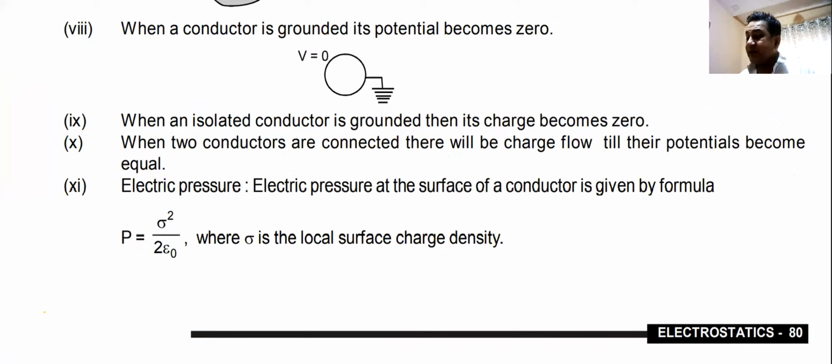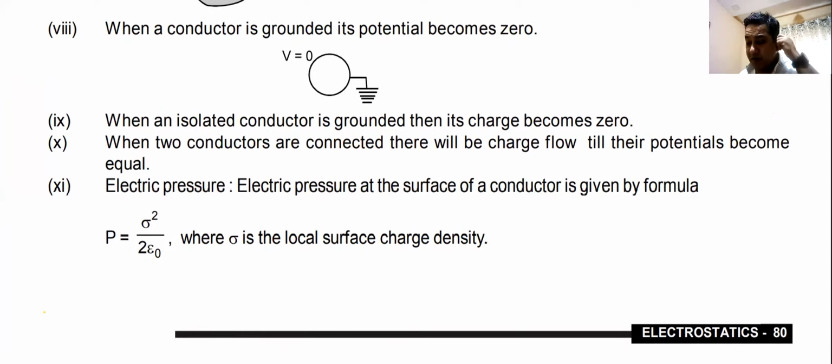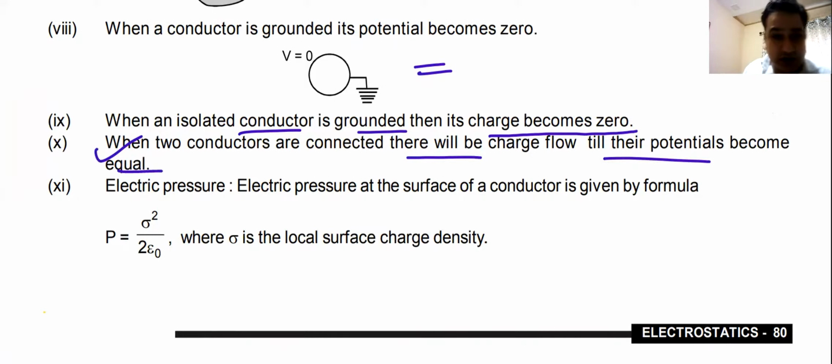When a conductor is grounded, the potential becomes zero because potential of ground is taken as zero. If an isolated conductor is grounded, then its charge will become zero, because the only way potential can become zero is by charge becoming zero. When two conductors are connected, charges will flow until their potentials become equal. Potential of ground is taken as zero, therefore the potential of the conductor becomes zero.